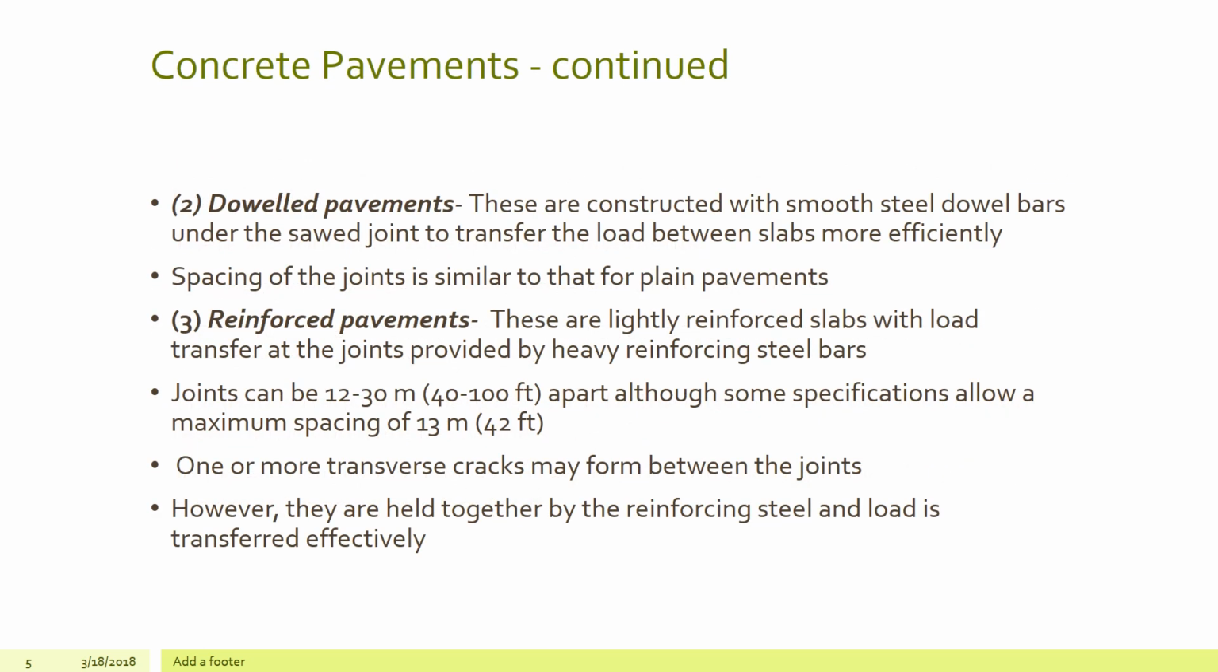We have doweled pavements. These are constructed with smooth steel dowel bars under the sawed joints to transfer the load between the slabs more efficiently. Spacing of the joints is similar to that for plain pavements. We also have reinforced pavements. These are lightly reinforced slabs with load transfer at the joints provided by heavy reinforcing steel bars. Joints can be 40 to 100 feet apart, although some specifications allow a maximum of 42 feet. One or more transverse cracks may form between the joints. However, they are held together by the reinforcing steel and the load is transferred effectively.